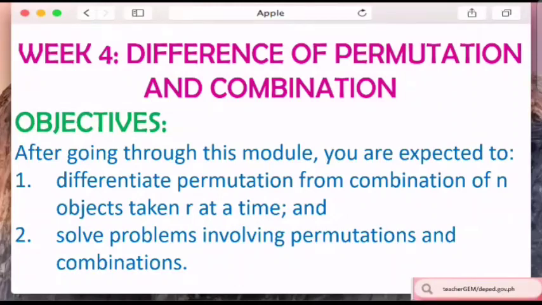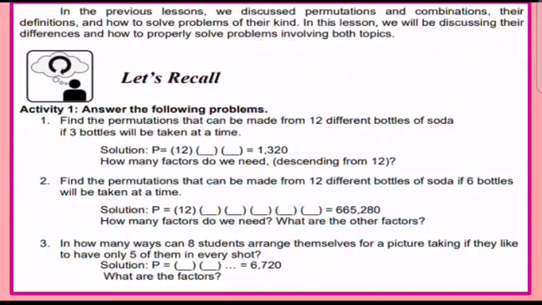So, we have our objective for this day. After going through this module, you are expected to, number 1, differentiate permutation from combination of an object taken by r at a time, and of course, solve problems involving permutation and combination. In the previous lesson, we discussed the permutation and the combination, their definition, and how to solve problems in their kind. In this lesson, we will be discussing their differences and how to properly solve problems involving both topics.